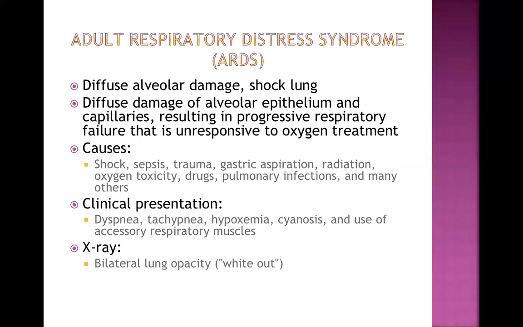Now, the clinical presentation in the patient would be, patient is severely dyspneic. There is tachypnea. I'm sure you know what is tachypnea. This is the increased respiratory rate. Patient will have hypoxemia, or decreased oxygenation in the blood, which is called hypoxemia. Patient looks blue, that is cyanosis.